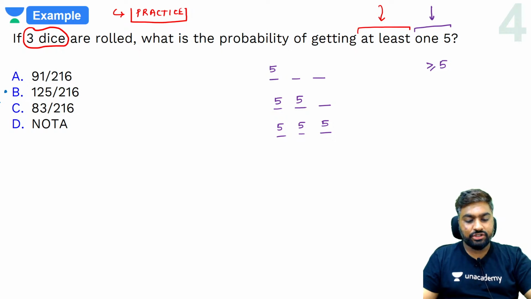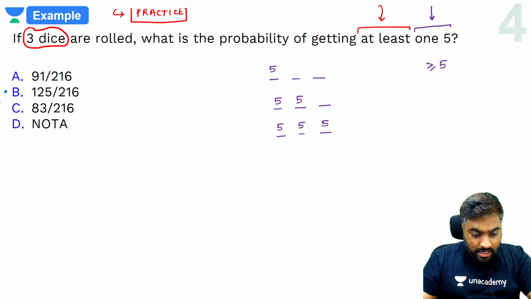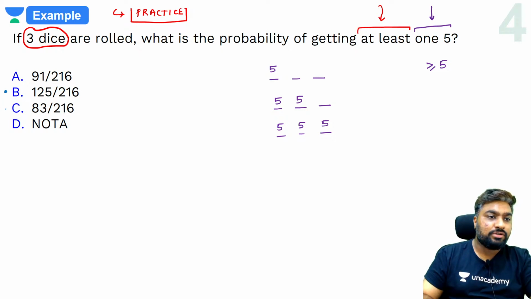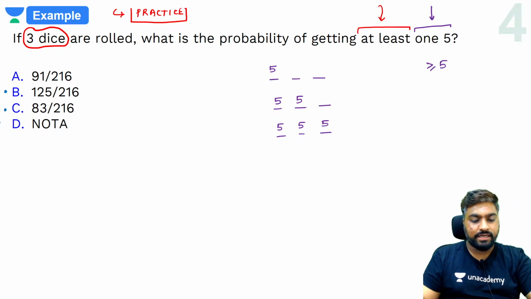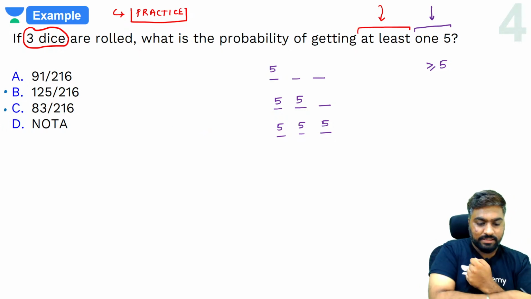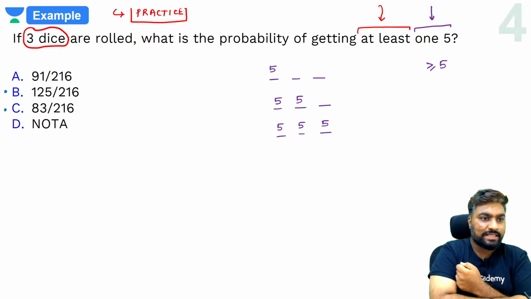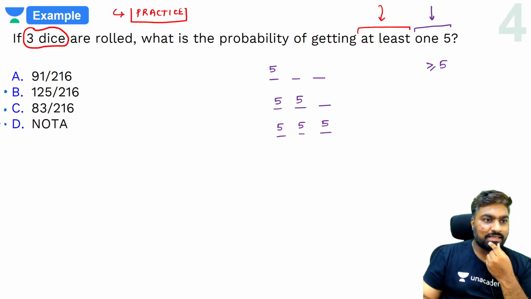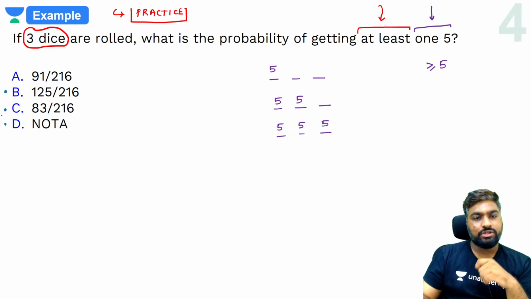Basant is saying B, Shreyashi is saying B, Ajay is saying B, Harshal is saying C. Okay, 83 by 216, we have another contender. That's okay, very good. Now we will use common sense. Let's quickly try common sense now. 24 by 216, so you're saying none of the above. Varun is saying C. Okay, let's do this.